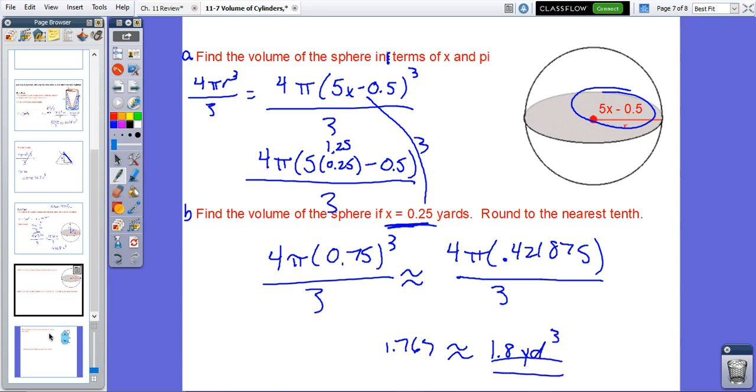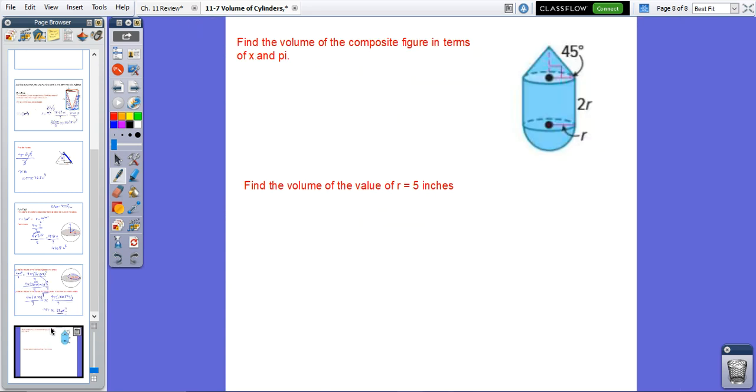All right, let's look at our last problem here. You're going to have about 3 or 4 of these problems where it's combining different figures to create one new figure. All right, so we had 3 different figures. We have a cone, a cylinder, and a semisphere. So let's kind of write the equations for that.